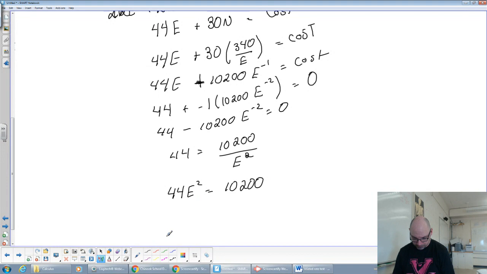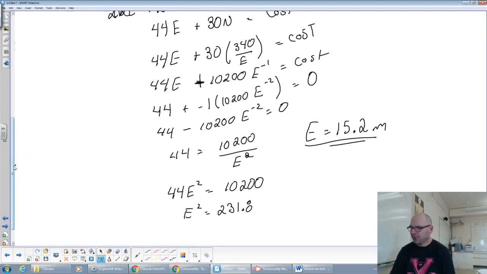Divide by 44 on both sides to get 231 and 9/11, or 231.8. Okay, and then square root it to get E. So that's going to give us E equals 15.2 meters, rounding off to the nearest tenth.